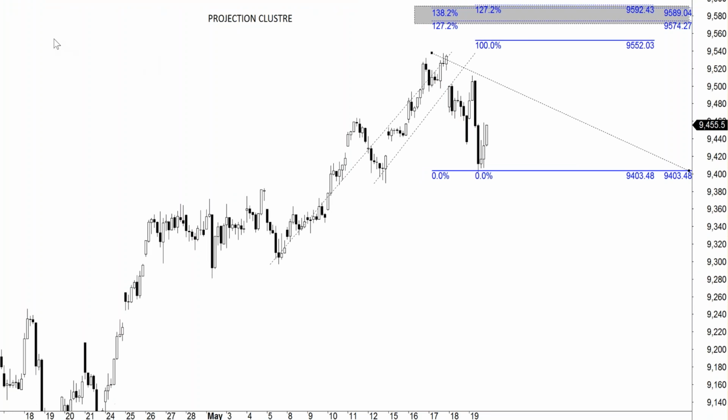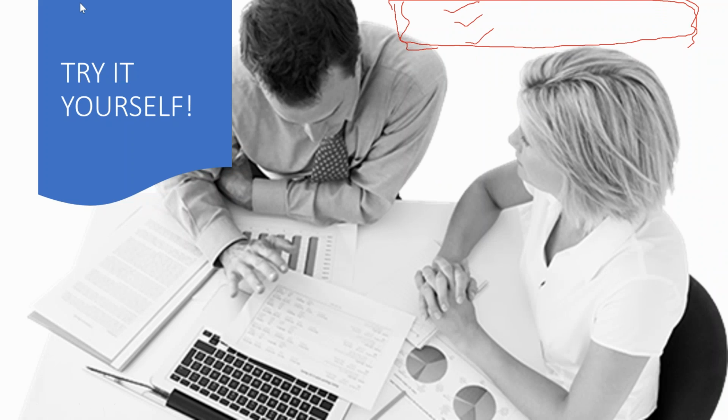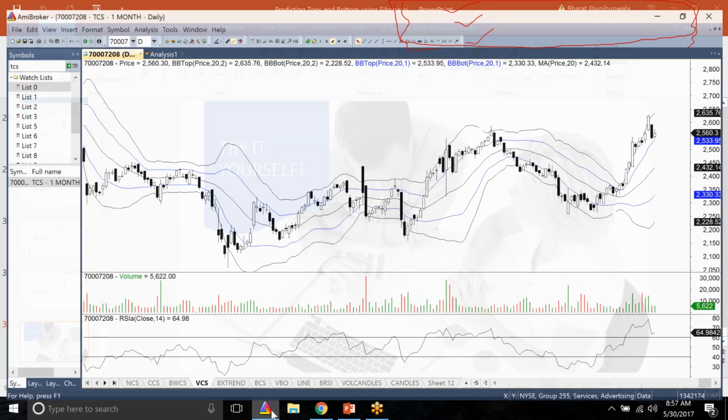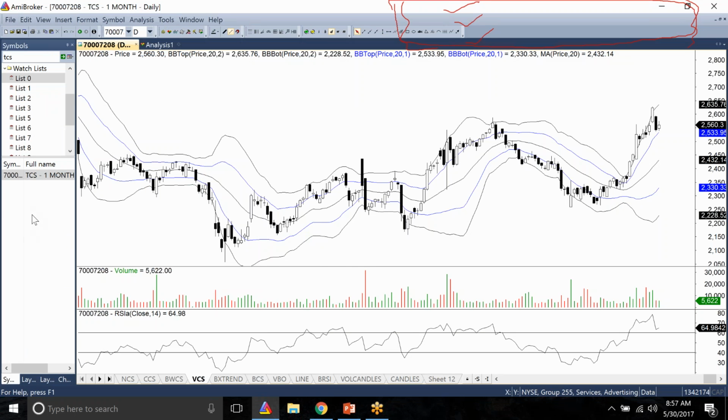And then finally we get a cluster of projections, retracements and extensions. So this is a cluster. Now we can assume that Nifty may come to these points before going down again. So you should try it yourself now in the market, and let us see what happened in Nifty. Did it really happen?